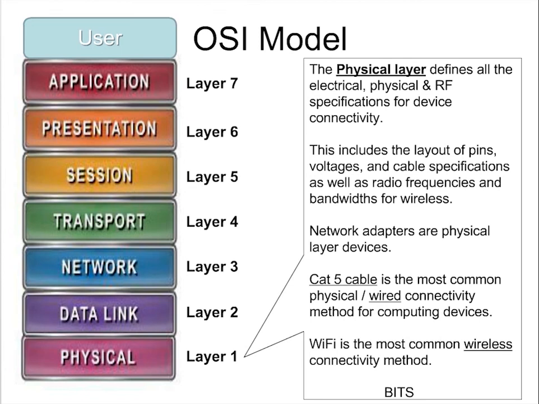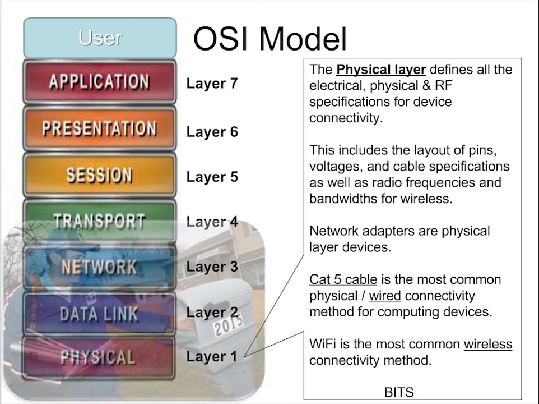We'll talk a lot about Cat5 cable later on, but Cat5 cable, or Category 5 cable, is the most common wired connectivity method for computer devices, whereas Wi-Fi is the most common wireless connectivity method. And these are all layer 1 types of topics, and of course, they're only interested in just moving bits of data around. There's our postal carrier again.